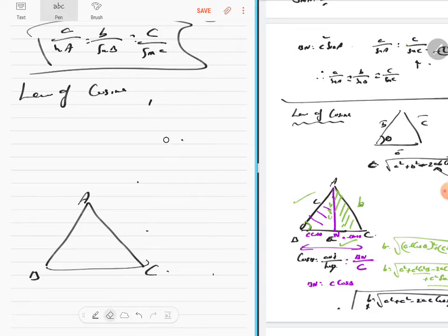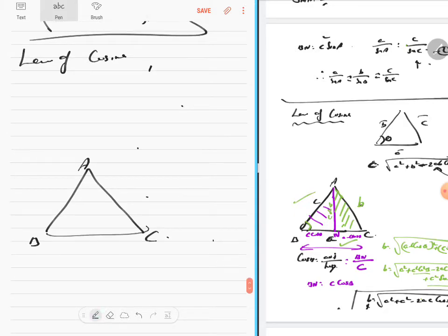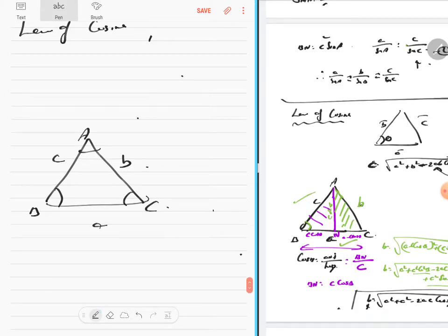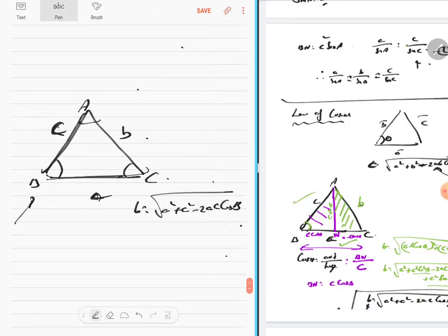To find that, if this is angle A, this is angle B, so small b, angle C, so small c. The whole purpose is, if I know two sides, like this side is A and this side is C, I can find B. Therefore the objective is to find B, which has to be root of A square plus C square minus 2AC cos B, the angle between A and C being B here. So this is the formula that I need to find, and to find that I need cos B.